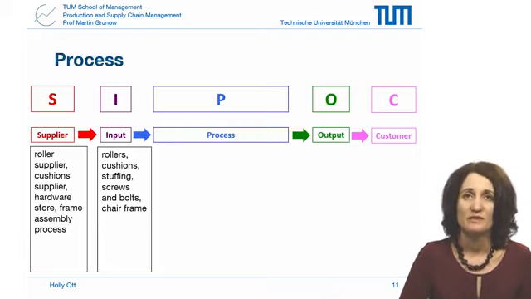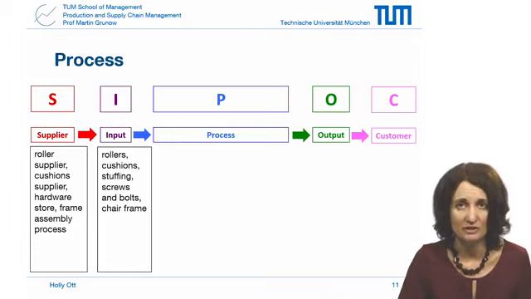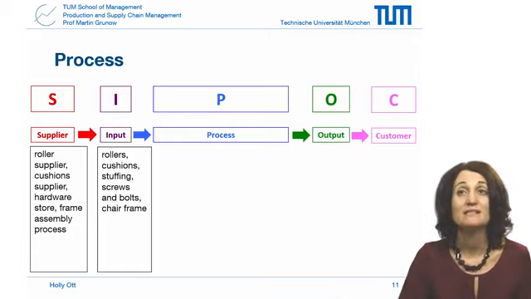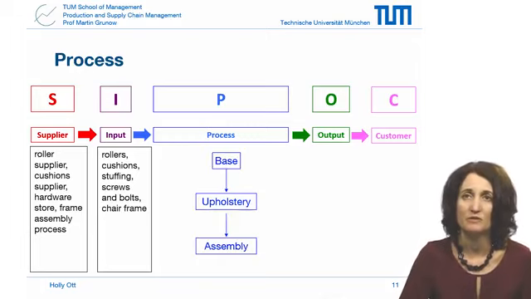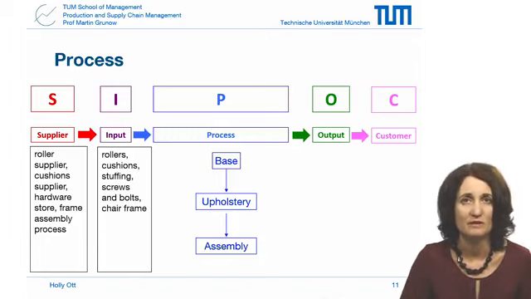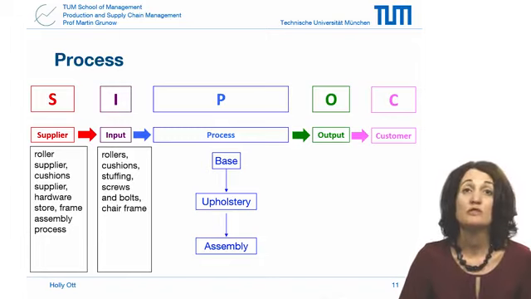Next, we look at the process. And here we have the transformation of the inputs using a sequence of steps to the output. And here we're going to assemble our chair with 3 different process steps that we mentioned before. First, we attach the base to the frame, we add the cushions and the upholstery, and then we finally assemble all the components. But of course, a process can be the steps in completing a service.